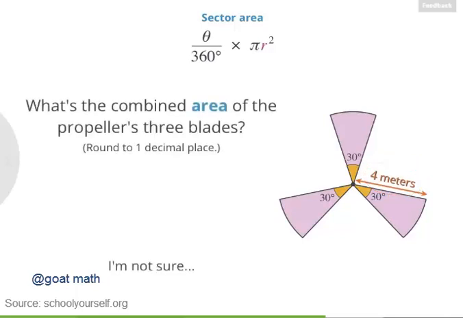So what's the combined area of all 3 blades? Round your answer to at least 1 decimal place. This is a tricky question, so if you get stuck, click down here and we'll figure this out together.